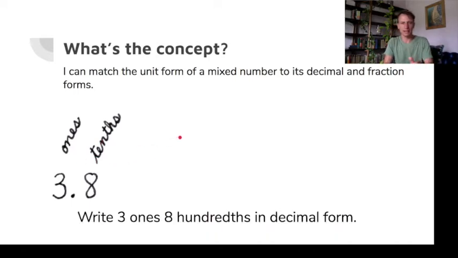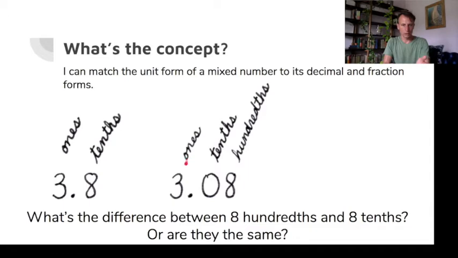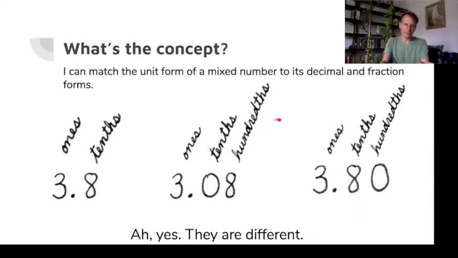Let's write 3 ones, 8 hundredths in decimal form. 3 ones and then an 8 in the hundredths place. Notice we have the 0 because we have 0 tenths there. Now, are these the same, 8 tenths and 8 hundredths? Yes, they are different, and this shows why. 8 tenths is equal to 80 hundredths. 8 dimes equals 80 pennies.